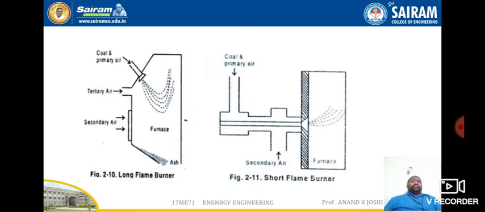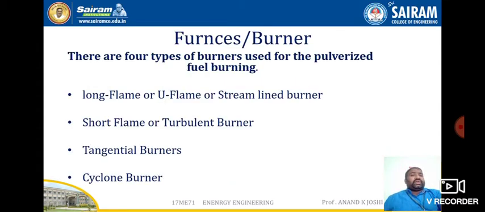So in the case of the short flame burner, what happens? Turbulence occurs in this case, and these burners are generally built into a furnace wall so that the flame is projected horizontally into the furnace. You can see the projection of this burner is horizontal.